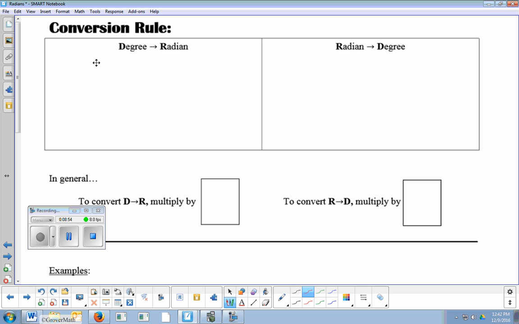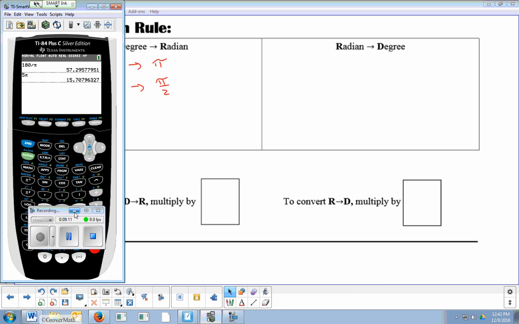So we know a couple already. The most important, we know that 180 degrees is pi radians. Well, I could just do some simple proportions here: 90 degrees is half of that, so that would be pi over 2 radians. And again, what is pi divided by 2? So 3.14 divided by 2. But let's do exactly pi divided by 2. Pi divided by 2 is about 1.5, 1.6.